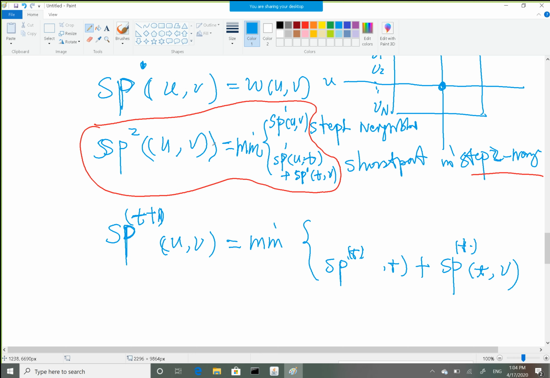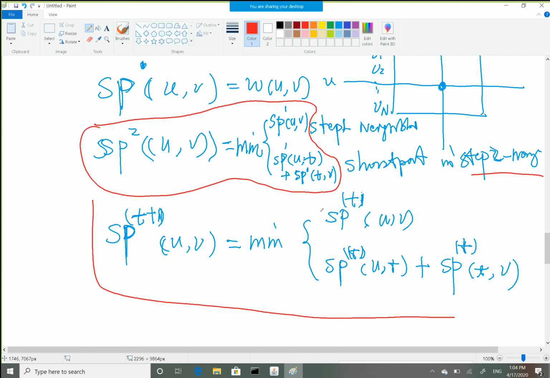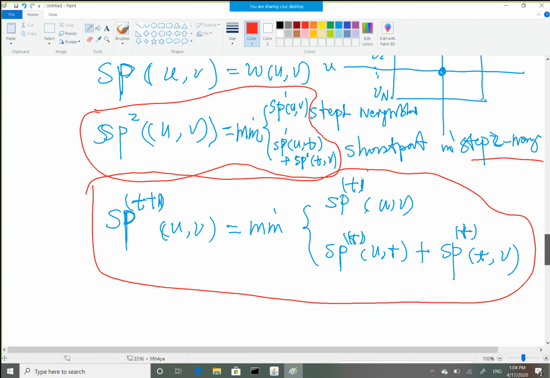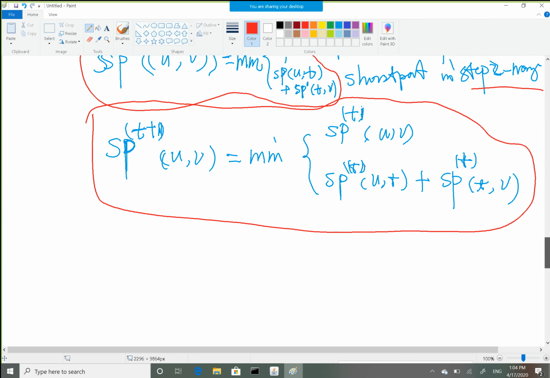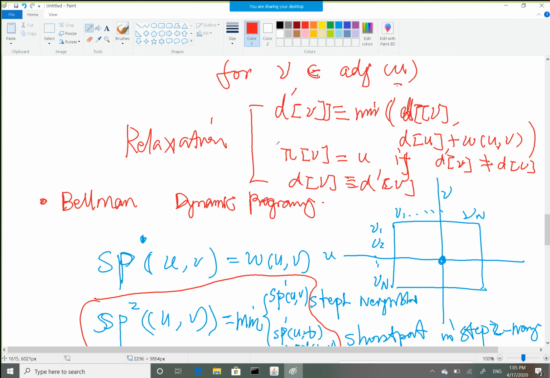Even here, you can use recursion. This is SPt of UV, the previous step, right? So this is for the t step neighborhood. And then you can observe that, right? Now let's go to the algorithm very quickly. How can you represent this as PUV? Because it's a matrix, right? So you have this matrix, which is a step 1 matrix.